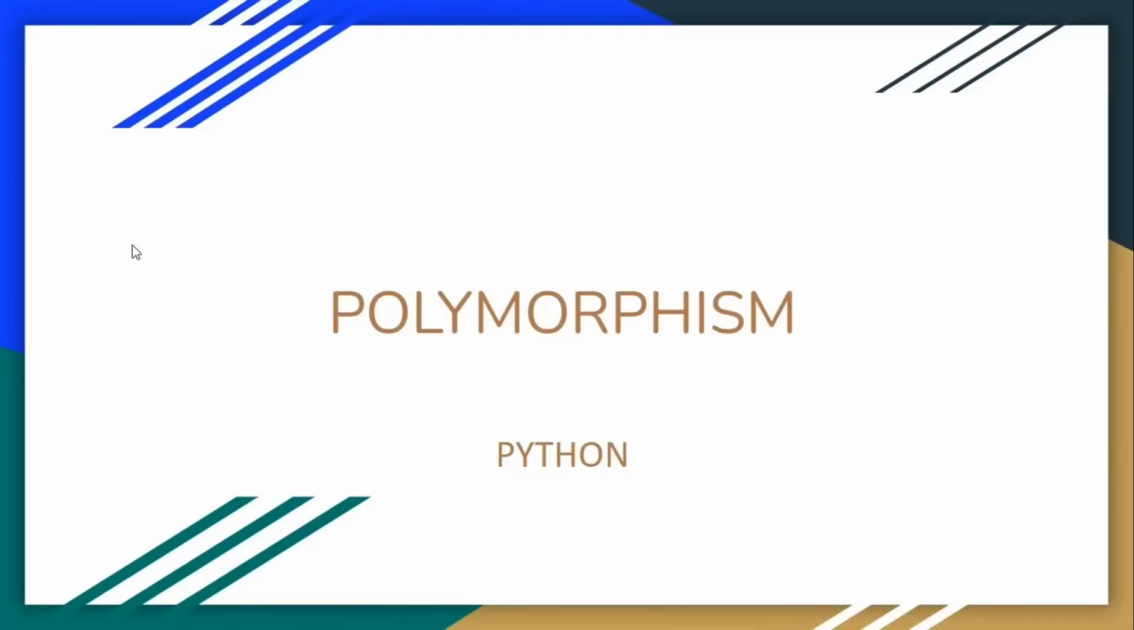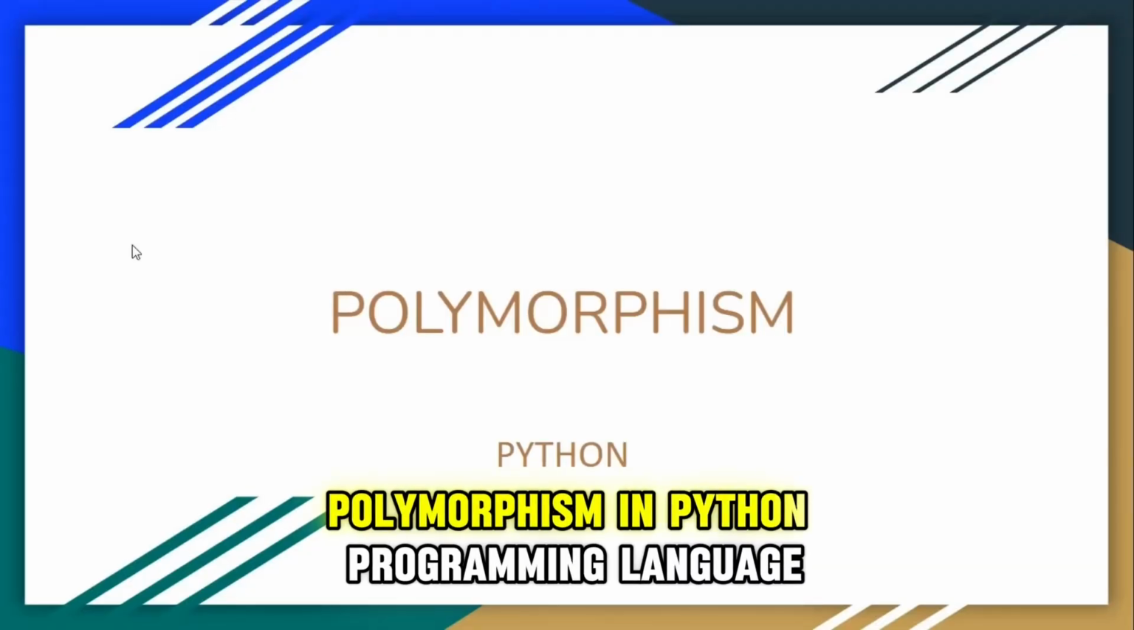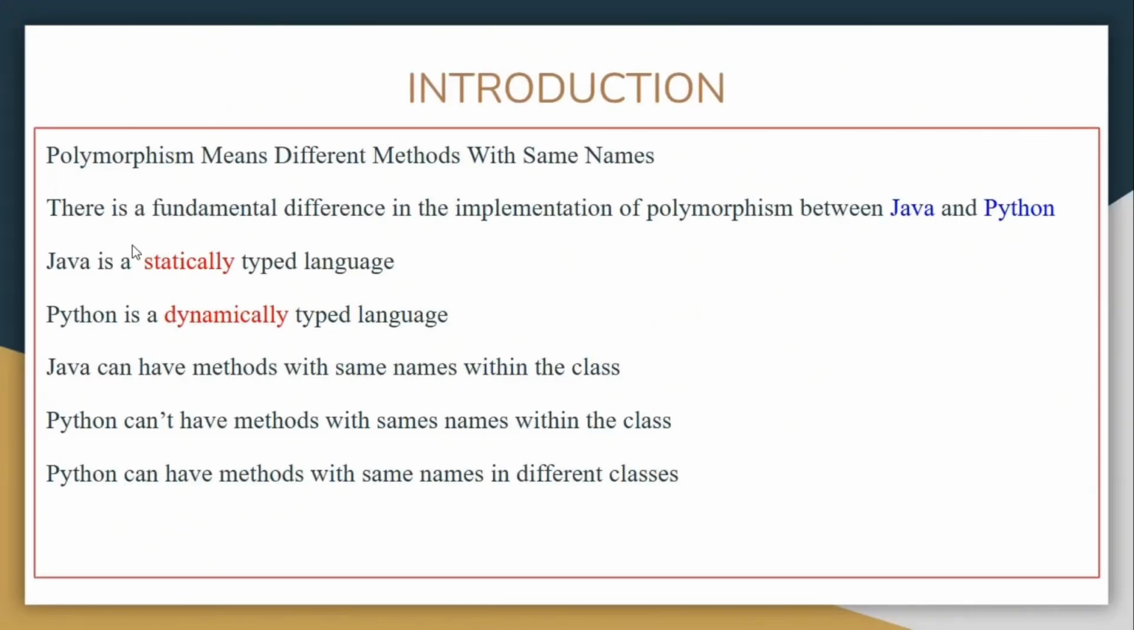In this video, we will discuss polymorphism in Python programming language. Polymorphism is an important object-oriented programming concept. Polymorphism means many forms. The underlying principle is we can have different methods with identical names. This feature is not available in C programming language because C is not an object-oriented programming language.